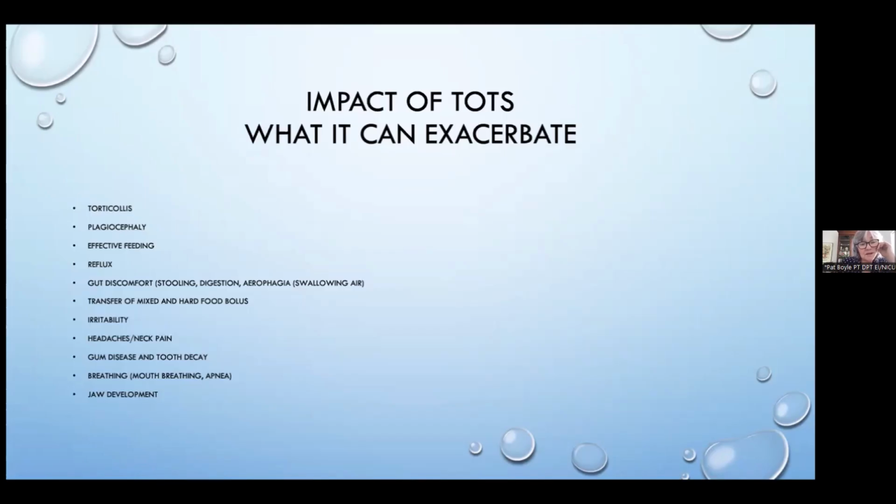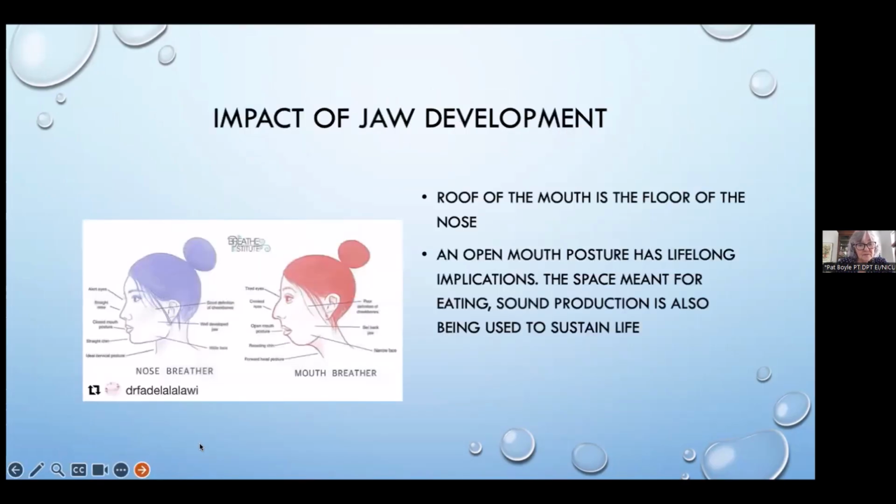Again, you can have gum disease with that tissue pulling away at the tooth and tooth decay. The biggie is breathing. These kids often mouth breathe. They have seconds or periods of apnea while breathing at night, especially asleep. And then the biggie is their jaw development, which only impacts all of this even more.